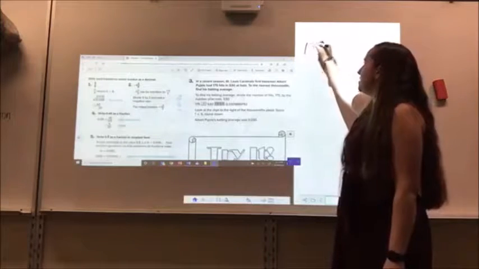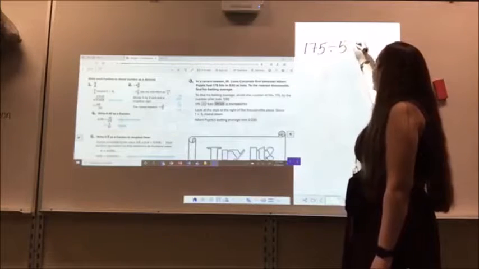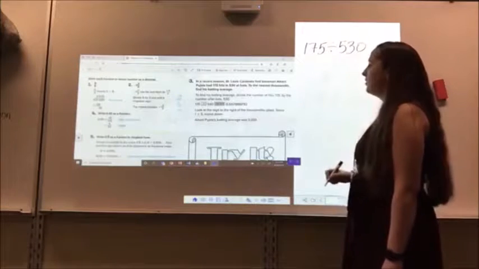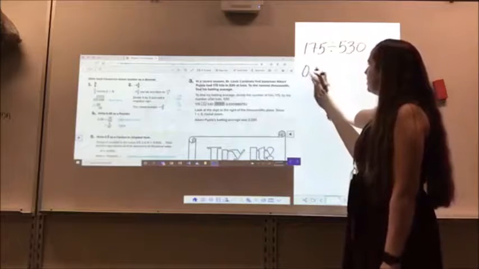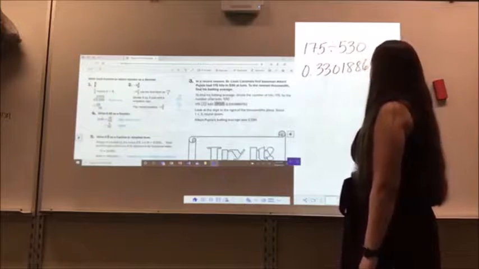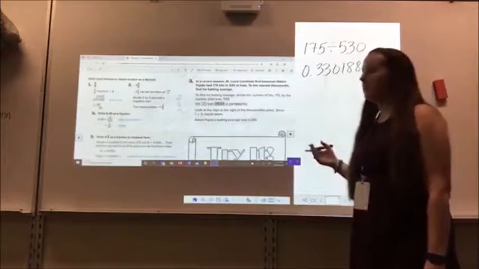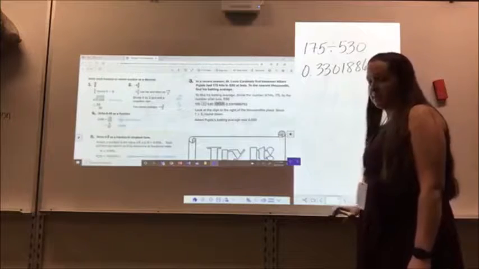So this actually wants you to enter it into a calculator. 175 divided by 530. Okay. And when you enter, you get 0.33018867992, and it'll go on for a while. Okay, it's not a repeating decimal.